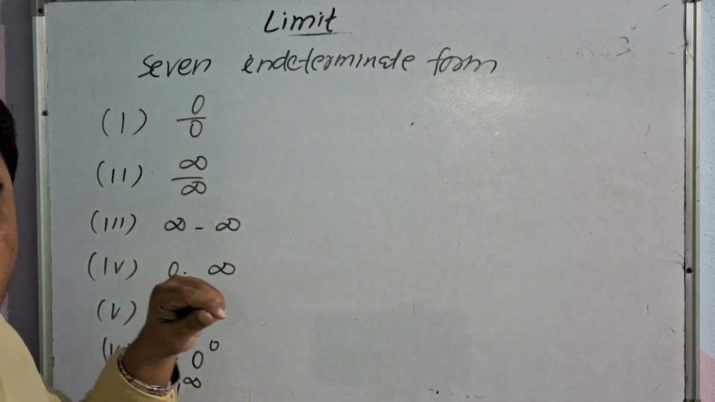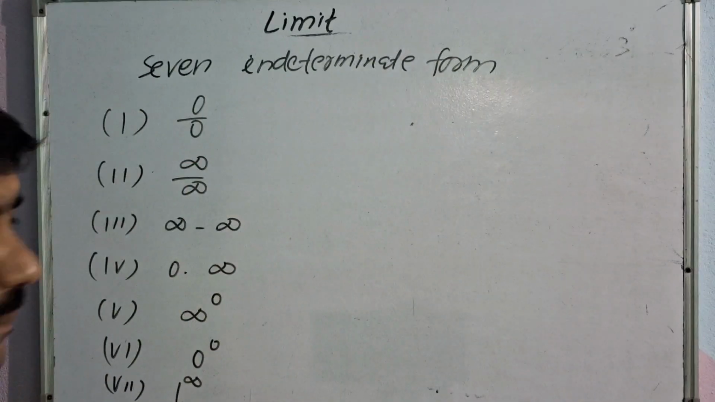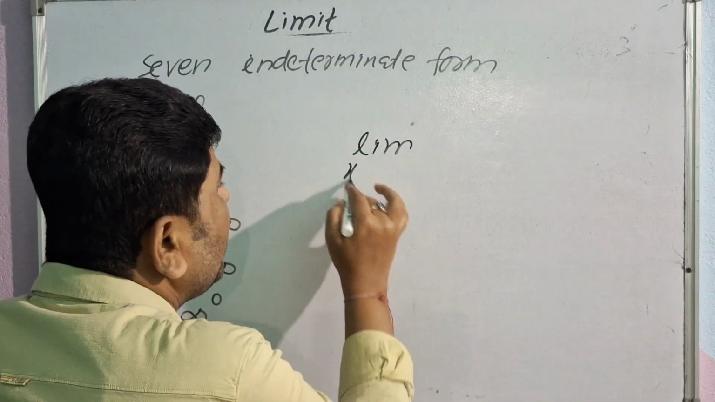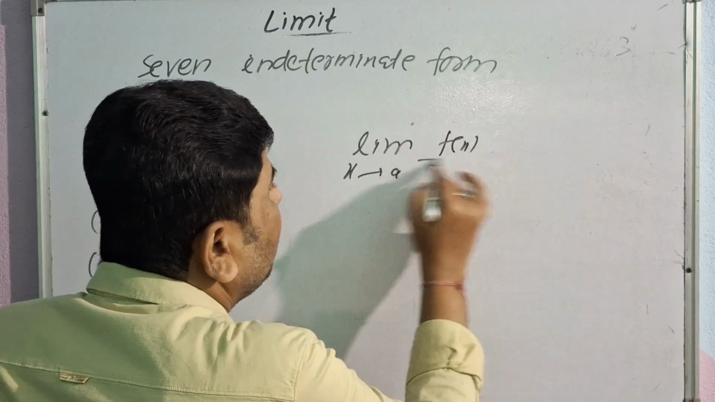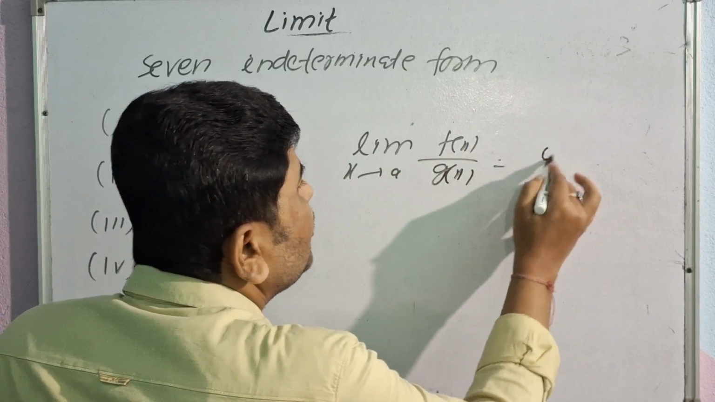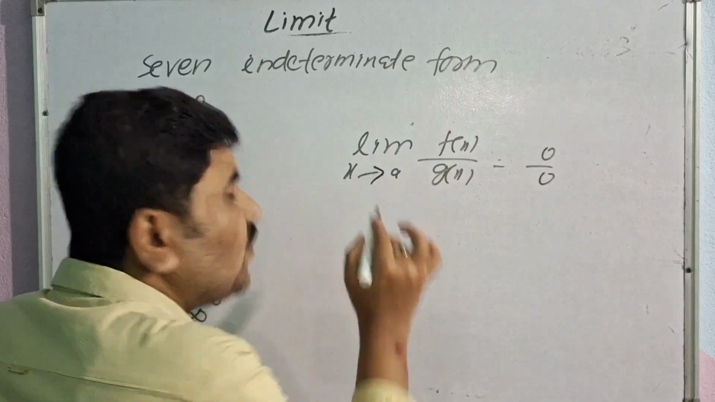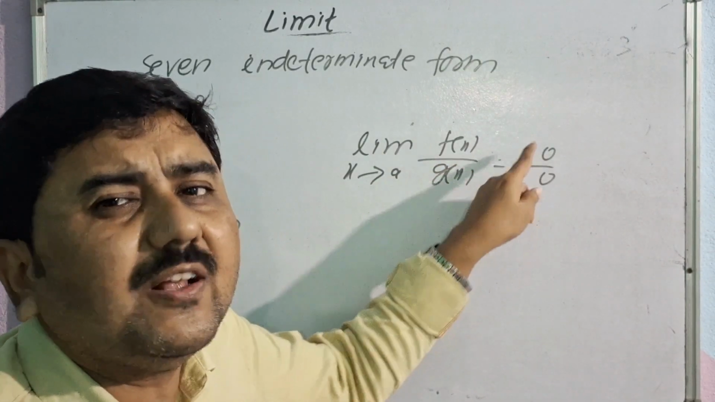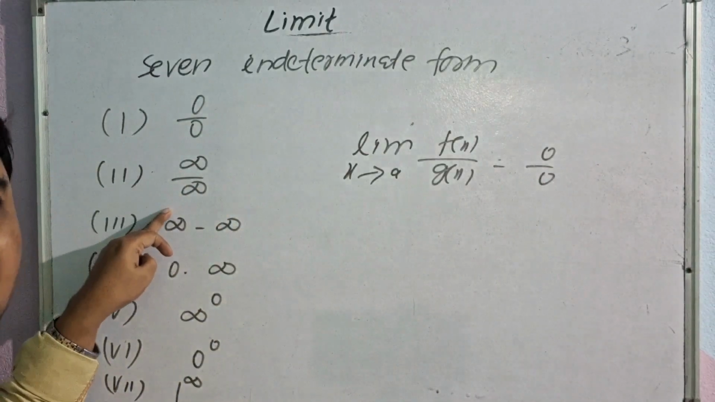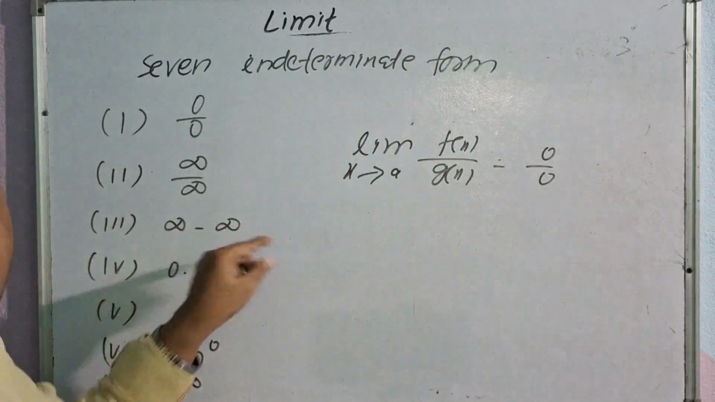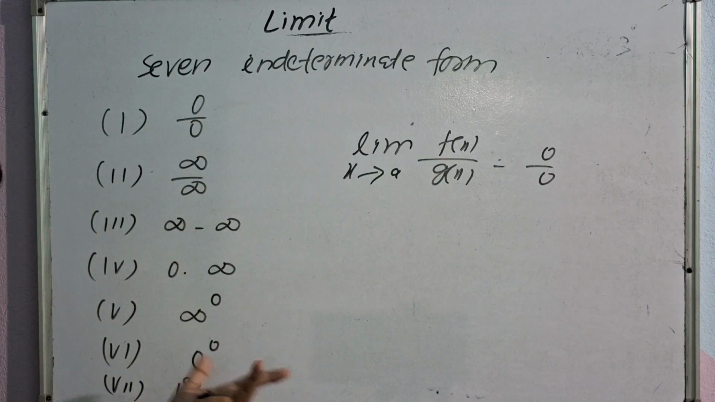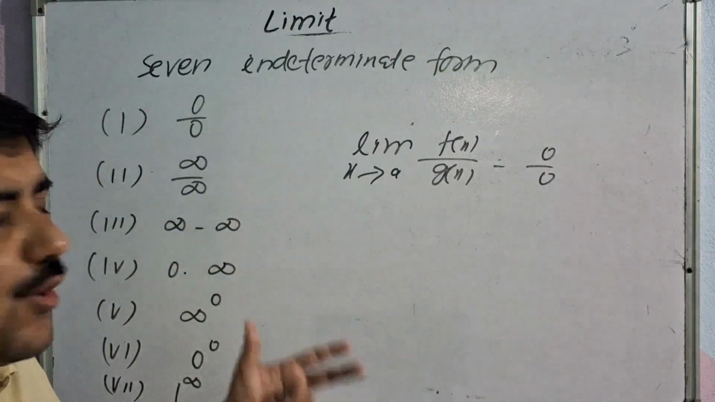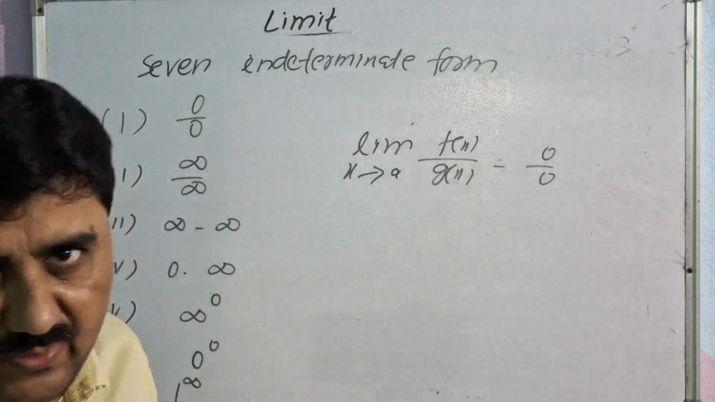Here 0 by 0 is not exactly 0 by 0, but it is approximately 0 by 0. It means limit x tends to a, f(x) by g(x) is equal to 0 by 0, where x tends to a, not exactly a. Similarly, it is approximately infinity by infinity, approximately infinity minus infinity, and so on. Not exact. Understand?